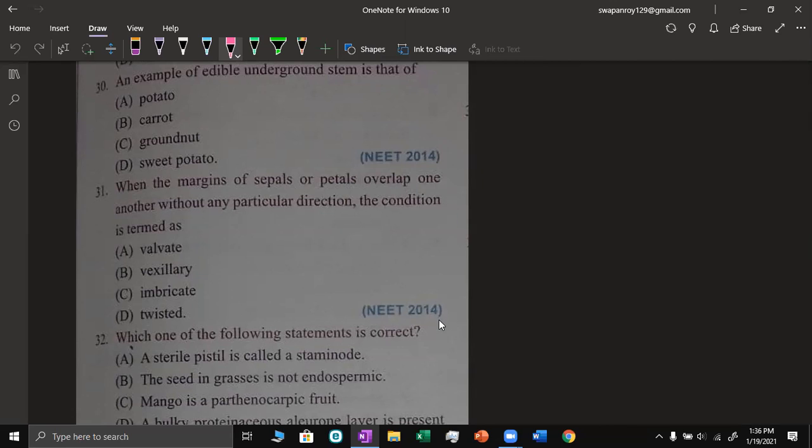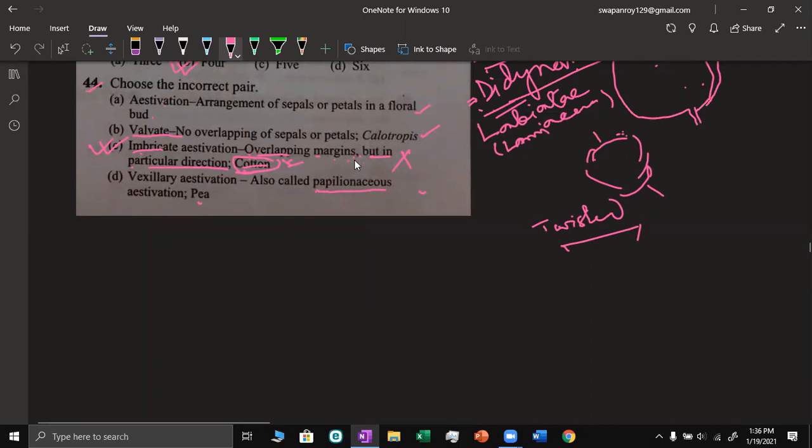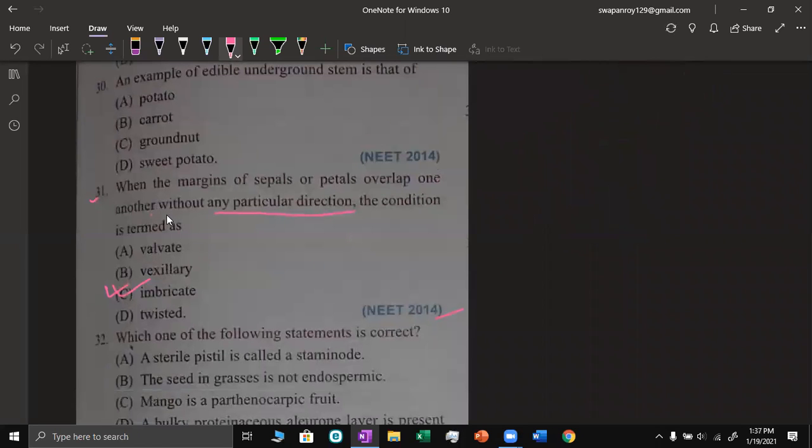See here, a similar question with the estimation. Question 31: when the margins of sepals or petals overlap one another without any particular direction, the condition is termed as? Imbricate. Yes, here it is, imbricate. Just now we have seen overlapping margins but in a particular direction. When overlapping in a particular direction, that is twisted. Here it is without any particular direction, so it is imbricate.